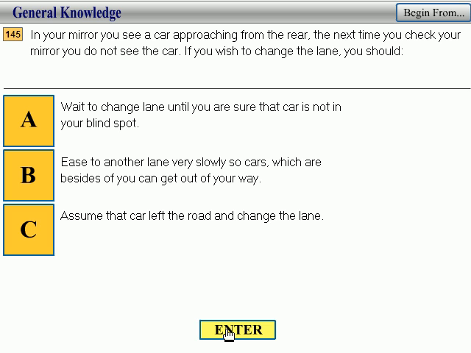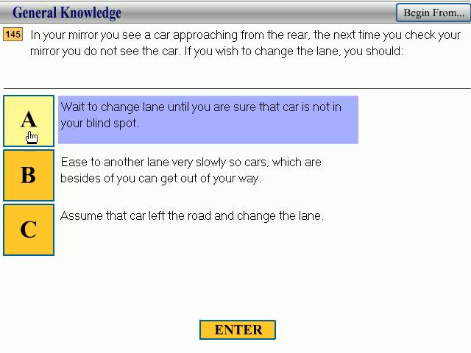Okay. Question number 145. In your mirror, you see a car approaching you from the rear. Okay? The next time you check your mirror, you don't see the car. If you wish to change the lane, you should wait to change lane until you are sure that the car is not in your blind spot. I would say that is the right one, but let's look at the other ones.